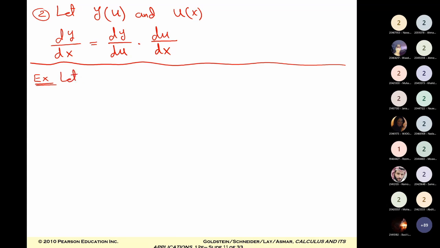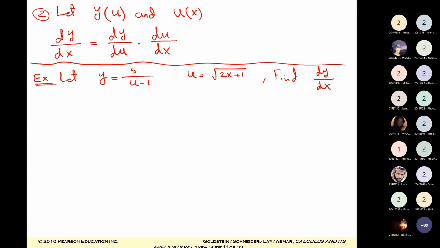Let, for example, y equal 5 over u minus 1, and u equal radical 2x plus 1, like this. Look at this: y with respect to u, and u with respect to x. We need to find dy over dx.